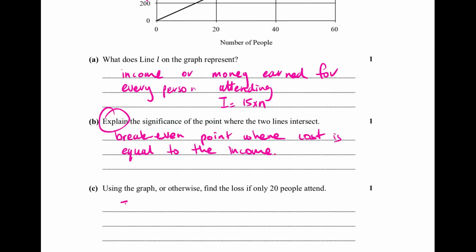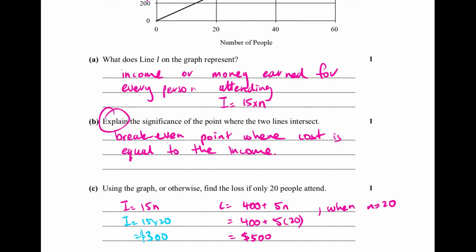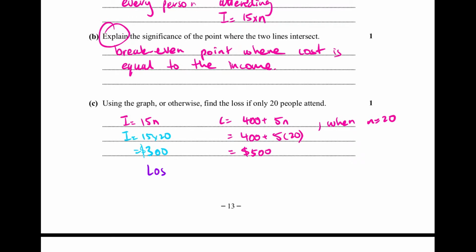So in this case, I know my income is 15N and my cost is 400 plus 5N. When N is equal to 20, let's determine each of those. Your income is going to be 15 times 20, which is $300. Your cost is going to be 400 plus 5 times 20, which is $500. So you're going to have a loss. Your loss is determined by doing your cost minus your income. So 500 minus 300, which is $200.